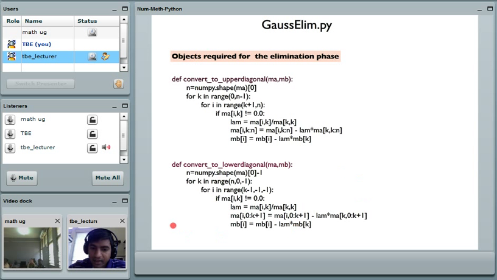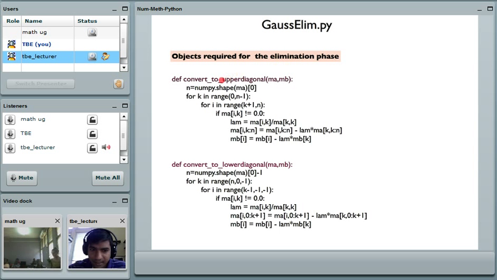These are all very generic things. We are not writing the code for just one given matrix. We are writing the code general enough that it can handle matrices of any dimensions. So we have two objects for the elimination phase. I told you Gauss elimination has two modules. The first part is the elimination phase, where you convert the matrix into the form you like, and the second part is the phase where you do the substitution.